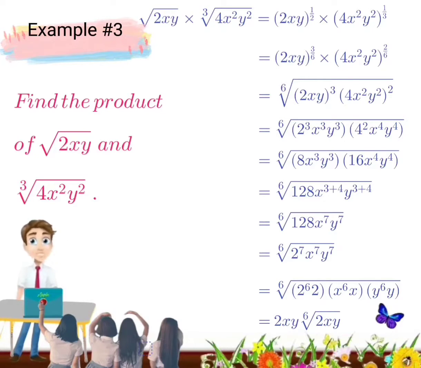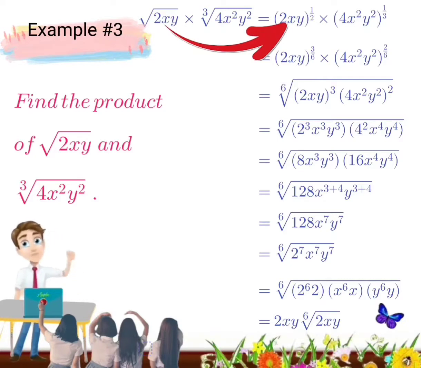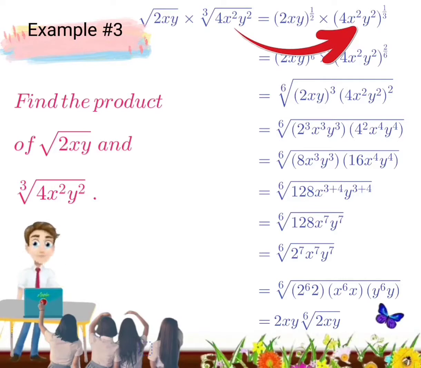So again, listen very well, my dear students. Since we have different indexes, so the first step is to change them first in their exponential form. So square root of 2xy is transformed into 2xy raised to 1 half, and the cube root of 4x square y square is also transformed to 4x square y square raised to 1/3.